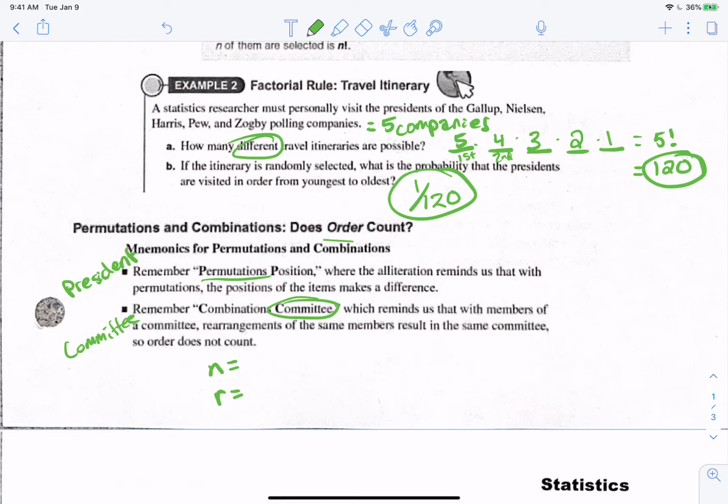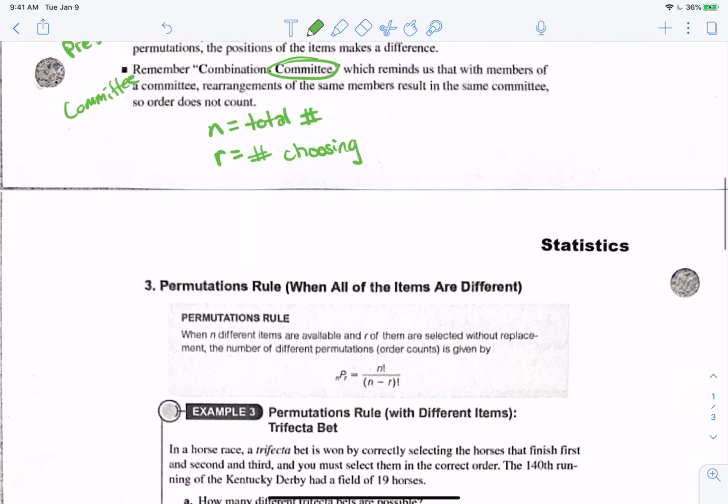N is the total number. And R is the, I don't remember. Remember, R is the number of items you're choosing, or number of people that you're choosing. So the number that I'm looking at, it says, how many ways can I pick 3 kittens out of a litter of 10? I'm picking 3, choosing 3. R is my 3. Okay?